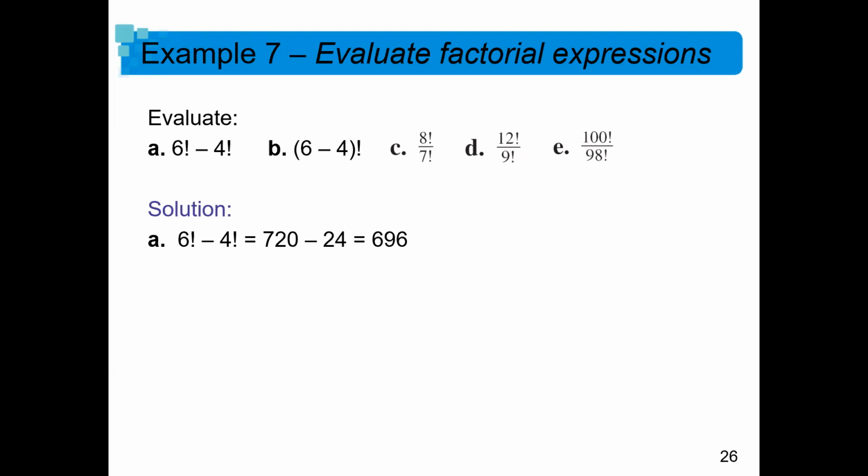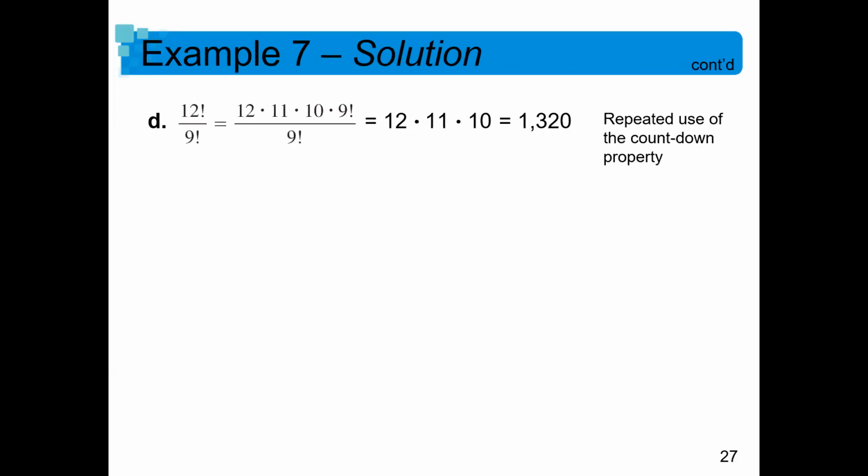Okay, for letter A, what you just do is you evaluate 6 factorial, and that is 6 times 5 times 4 times 3 times 2 times 1. Apparently, that is equal to 720. And 4 factorial is equal to 4 times 3 times 2 times 1, which is equal to 24. So letter B, 6 minus 4 quantity factorial. So all you have to do is simplify the expression inside the parenthesis. 6 minus 4 is just 2, and 2 factorial is 2 times 1, or equal to 2.